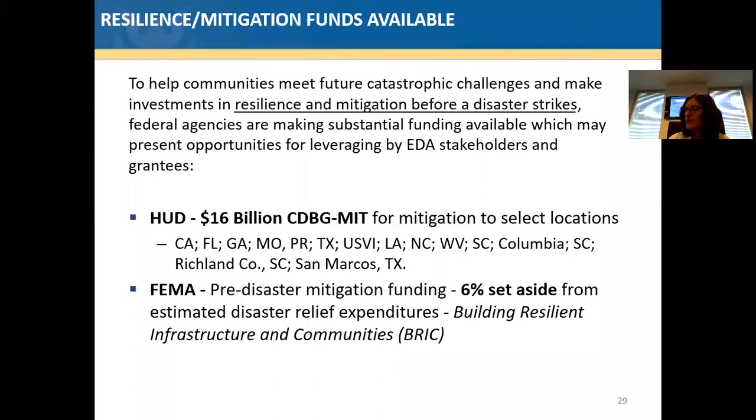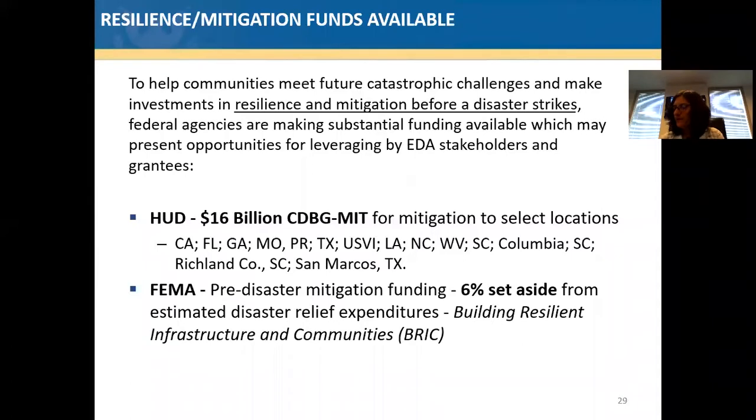And so on that note, I just wanted to point out that some of our sister agencies are putting an increased amount of money to help communities meet future catastrophic challenges by making investments in resilience and mitigation. And I cited two examples here. These are not the only examples, but these are very, very large pots of money that are coming available from two of our sister agencies, HUD and FEMA. And these present additional opportunities to our stakeholders for leveraging and aligning.